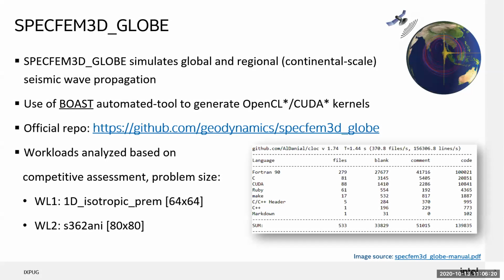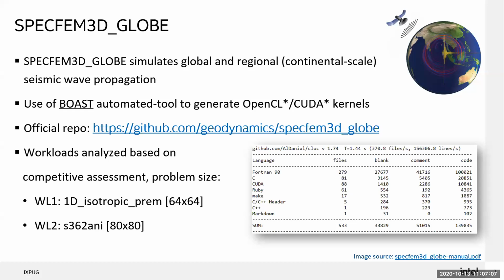Right. So this is the one slide introduction to SPECFEM3D Globe. The SPECFEM3D Globe software package simulates global and regional seismic wave propagation. On the right side, you can see the software package itself consists of code in Fortran, MPI, and C, and you will see some Ruby code, which is used for generating OpenCL and CUDA code using an automated tool called BOAST. The official repo is as shown in the slide, and we are using a development branch for this work. So it has all the latest code bits which are needed for SPECFEM3D Globe.